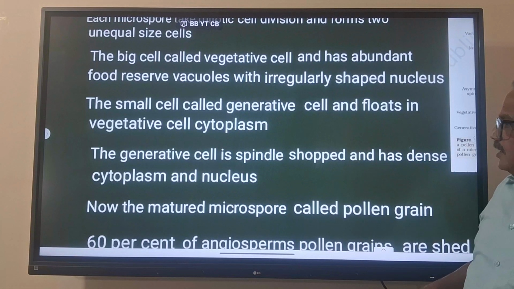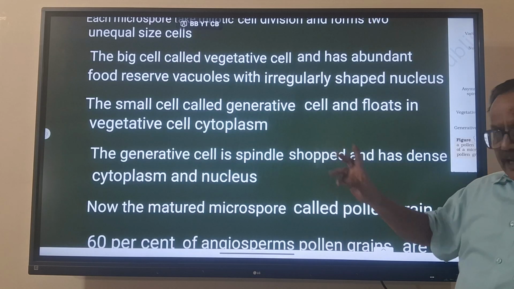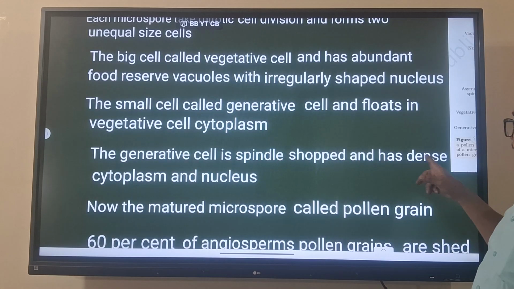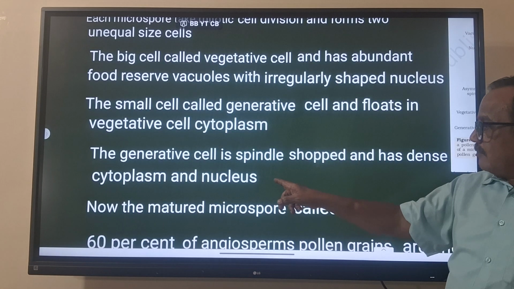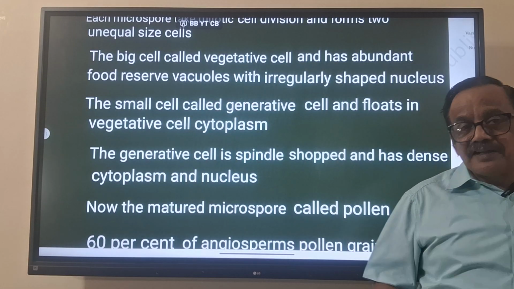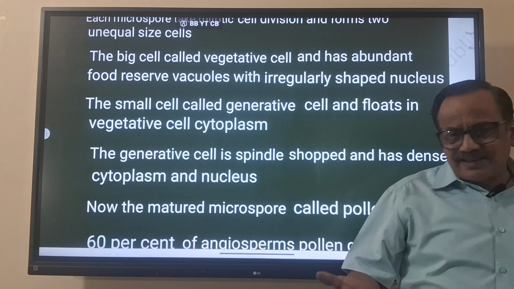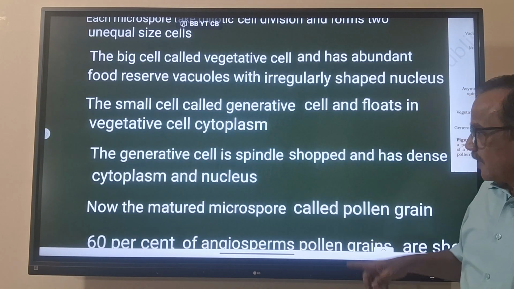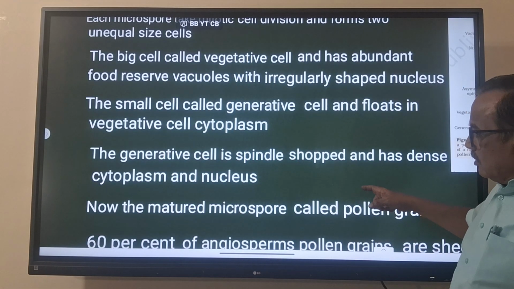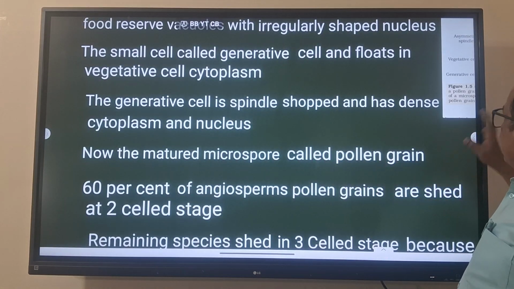Next, whenever we are seeing the generative cell, it is spindle shaped and has dense cytoplasm and nucleus. The shape of the cell has also been given very clearly: spindle shape, and irregular nucleus in the vegetative cell. All these are neat bits. Please remember it. And now the matured microspore is called a pollen grain.